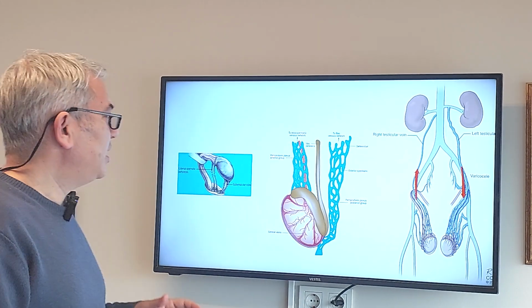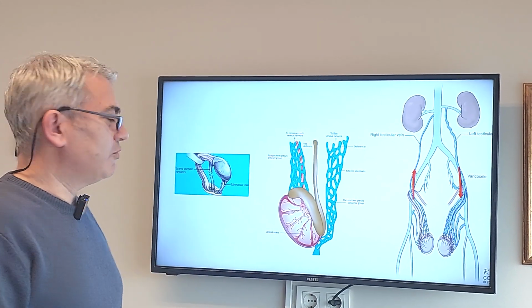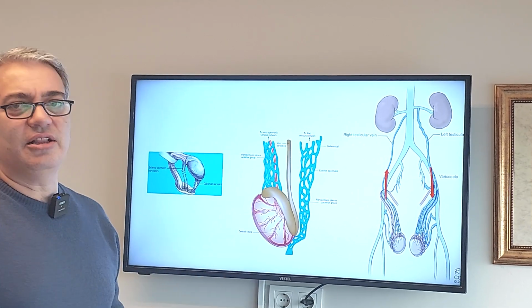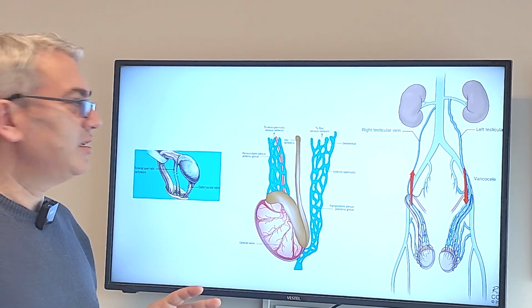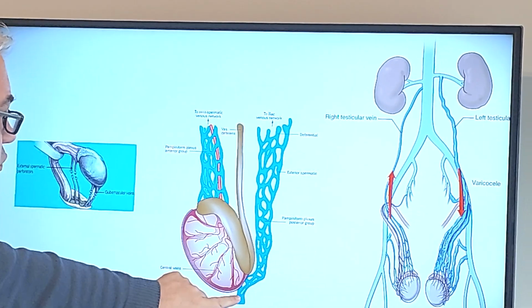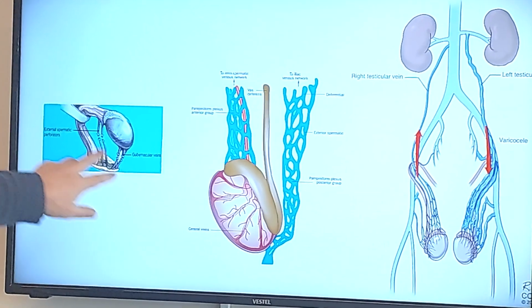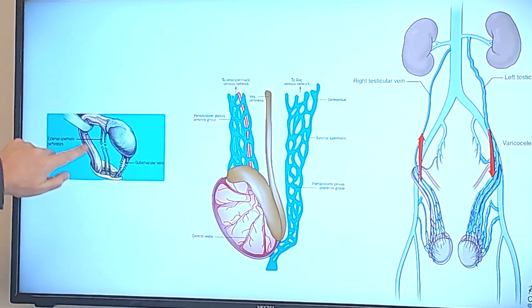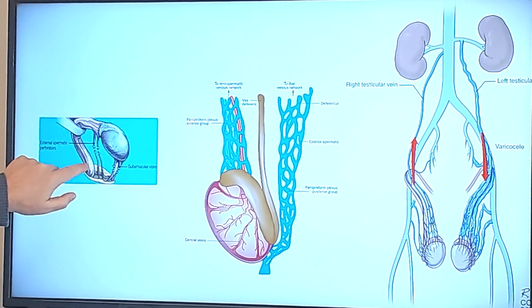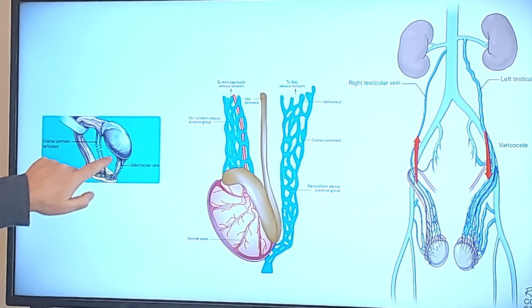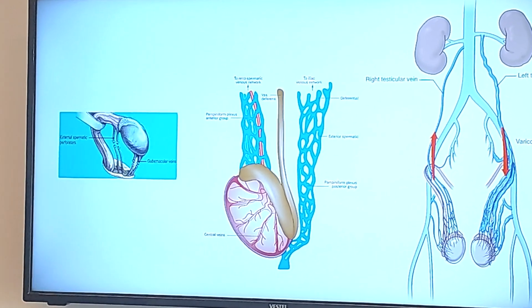So I want to tell you about the theory of the varicocele disease. This is a testicle. The testicle has three types of veins. One is internal veins, one is external veins, and the other one is the gubernacular veins. As we can see here, the internal veins are located inside the spermatic cord, the external veins are located outside of the spermatic cord, and the gubernacular veins are at the tip of the testis.